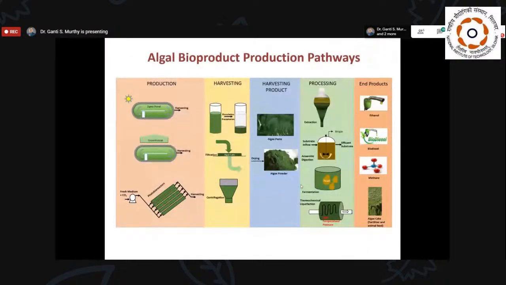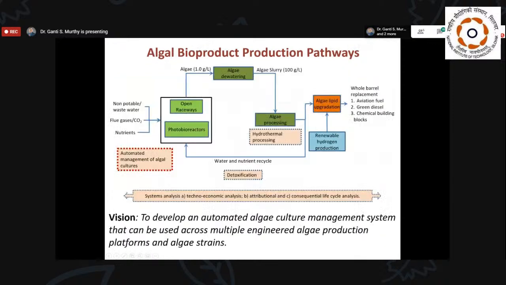You must have heard about algal bioproduct production pathways. In that one, there's a production pathway which happens in open ponds or in greenhouses or in photobioreactors. We harvest the algal biomass, then that product is processed into different products. So in this one we wanted to develop an automated algae culture management system that can be used across multiple different algae production platforms and algae strains.